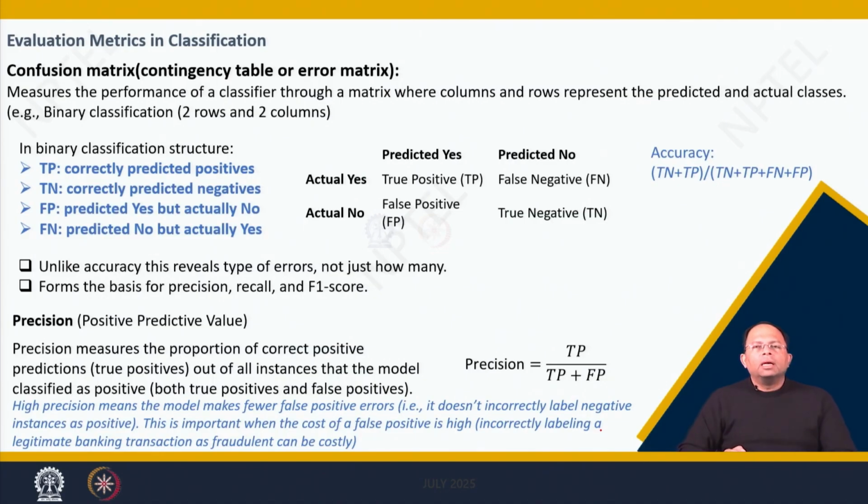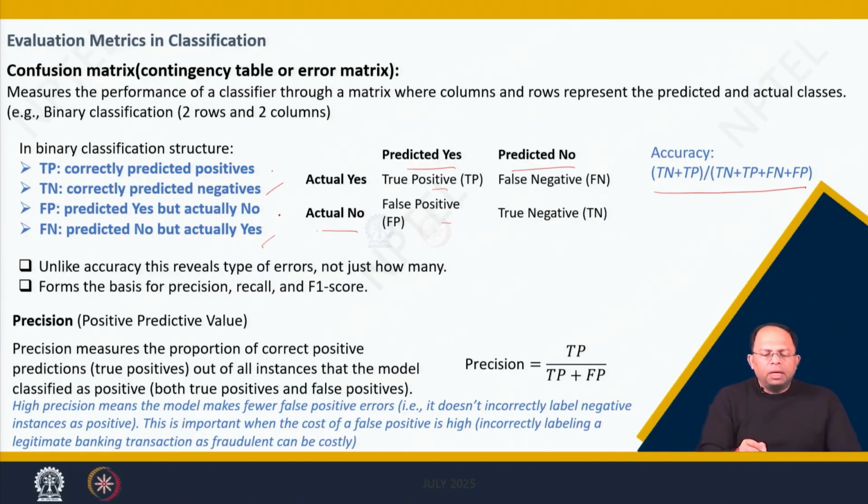Now, as we have discussed, there could be many other things that we need to find out. So, to generalize, instead of taking male, female or something, we can say this is actual yes, actual no, or predicted yes, predicted no, and we can say true positive, false positive, and accuracy can be given using this particular formula. So, TP is correctly predicted positives, TN is correctly predicted negatives, FP is predicted yes but actually no, FN is predicted no but actually yes.